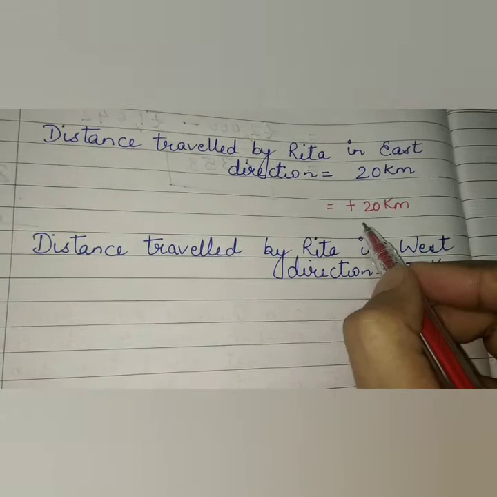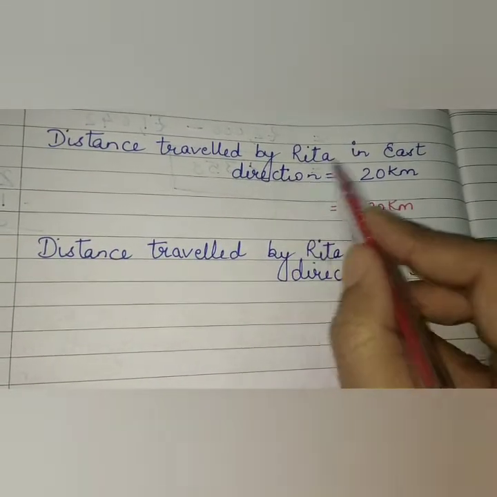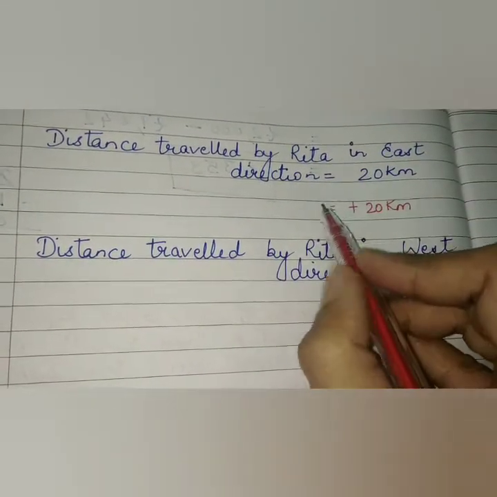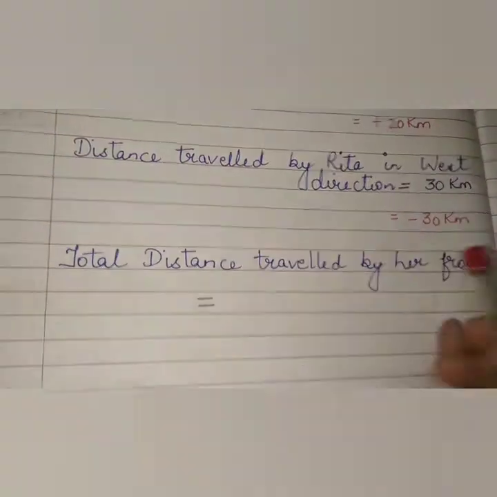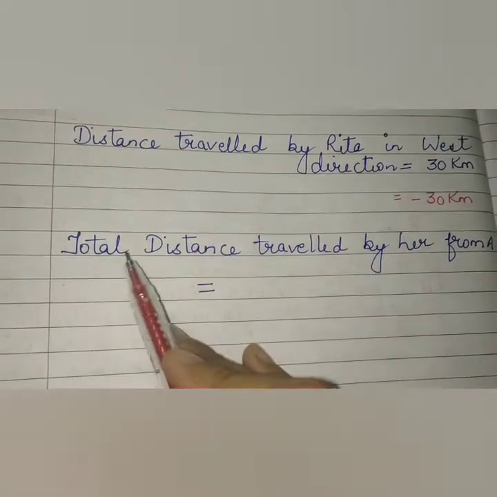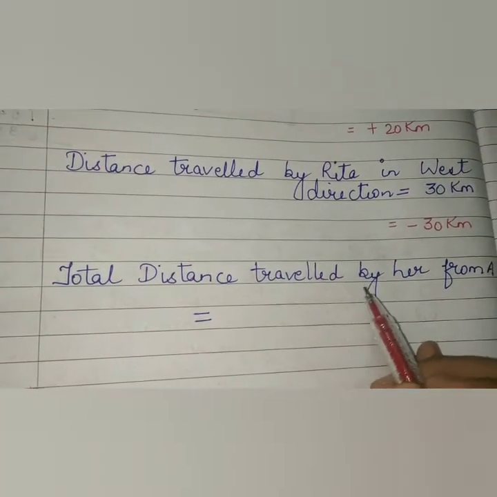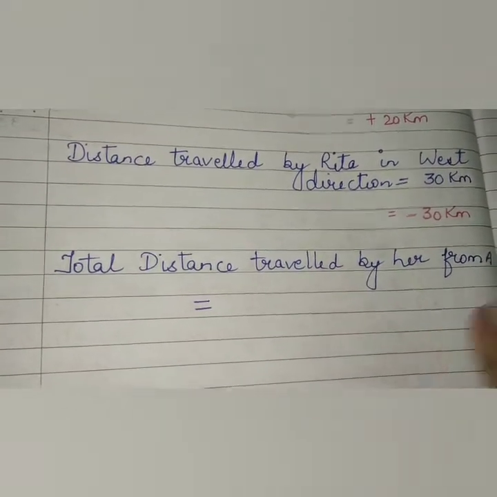And why have I written plus 20 kilometer? Because distance traveled toward east was represented by a positive integer. It was given in the question. Now what do we have to find out? We have to find out the total distance traveled by Rita from A.